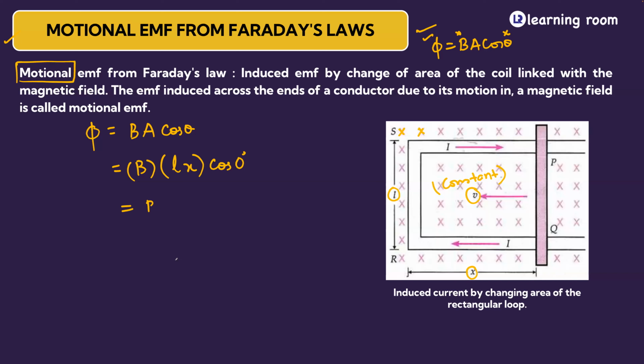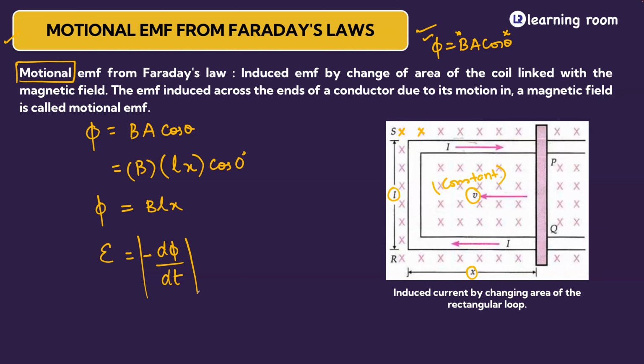Minus d phi by dt, but I know that the minus sign is only a significance of Lenz's law. If I'm able to find the polarity, then I can find only the magnitude of EMF. So for this minus, I'll apply the Lenz's law and find the polarities of which is positive and which is negative.